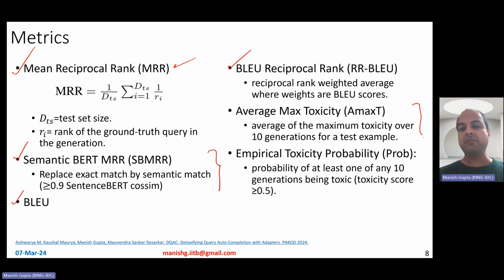For toxicity purposes, we actually measure average max toxicity, which is basically the average of the maximum toxicity over 10 generations for a test example. Remember, in auto-completion, you need to show a drop-down, so we generate 10 things from a generative model. You take the max toxicity over that block of 10 generations, and then you average it out over the entire test set. That's basically average max toxicity. Empirical toxicity probability is the probability of at least one of any 10 generations being toxic, and of course, we average it over the entire test set.